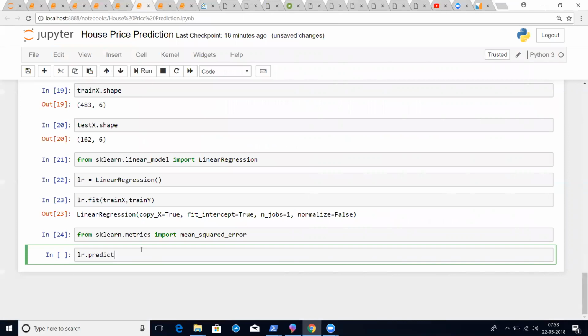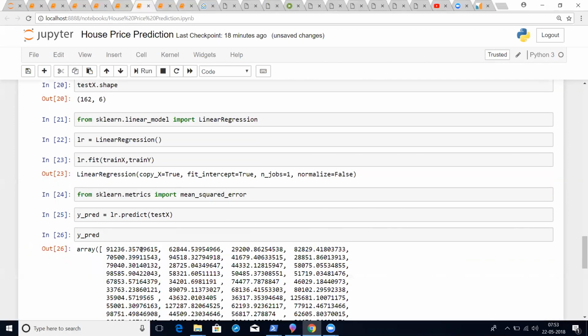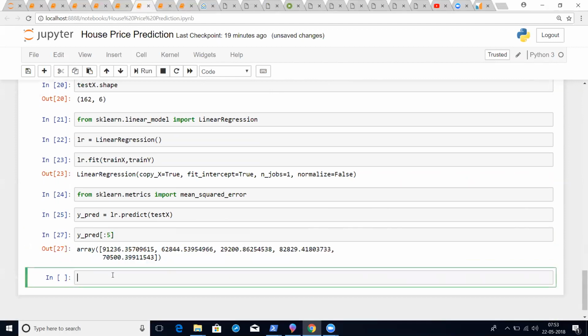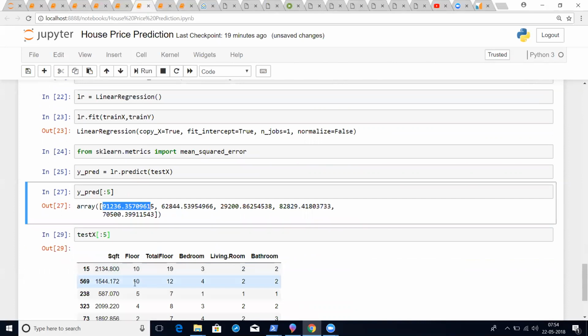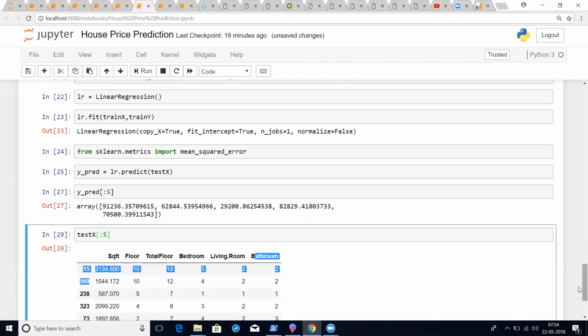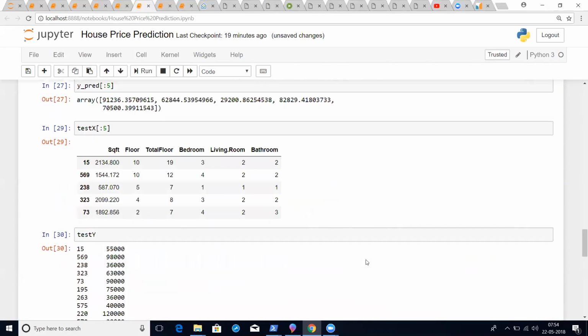So lr dot predict. What is it that you are predicting? Test x, y pred. Understood this? This is the prediction here. Let's see what the prediction is. See, these are the house prices one by one. Let me show you the first 5 only. For this house, the cost predicted was this much. For the second house, the cost predicted was this much. What was the actual cost? We need to know the actual cost also, right? The actual cost is in your test y.